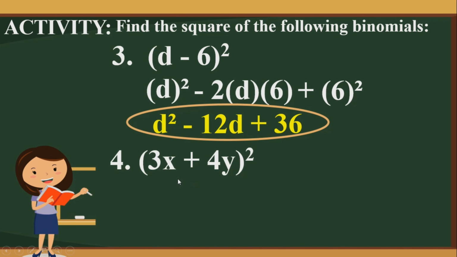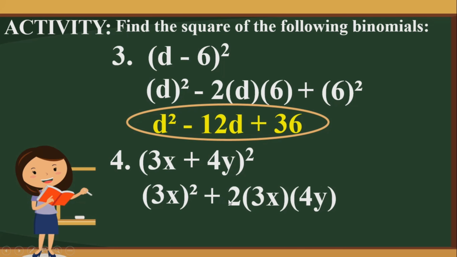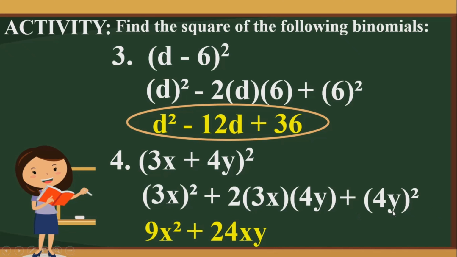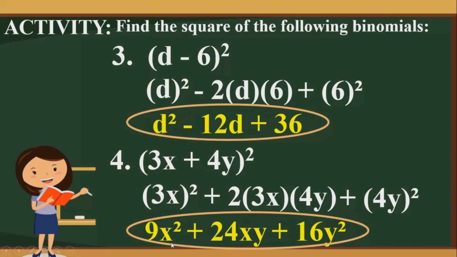Next, quantity 3x plus 4y squared. Square the first term, 3x squared, plus 2 times 3x times 4y, then plus 4y squared. So we have 3x times 3x, that is 9x squared, and then 2 times 3x is 6x times 4y is 24xy, and then 4y times 4y, that is 16y squared. So the answer is 9x squared plus 24xy plus 16y squared.